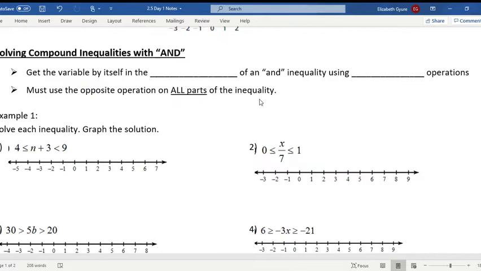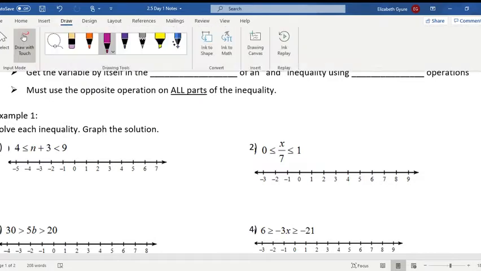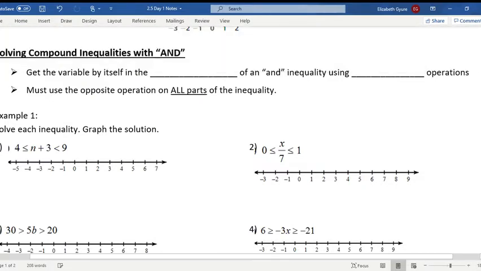So solving compound inequalities with and. Sorry for the interruption, people at home.